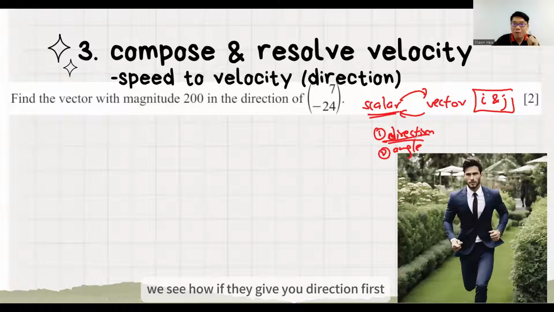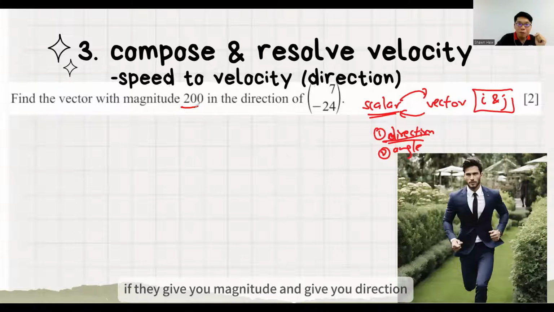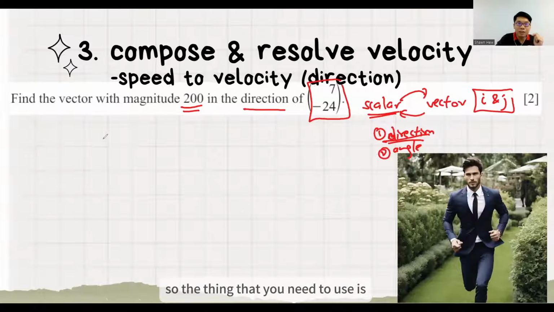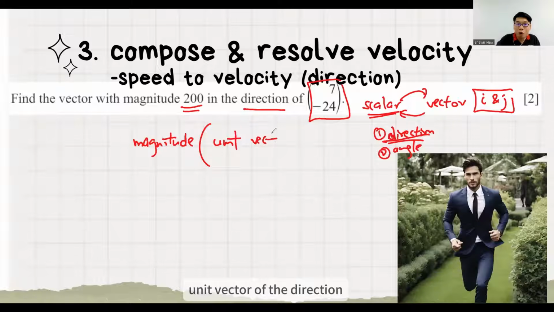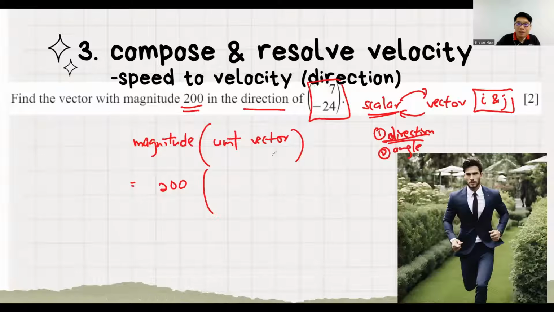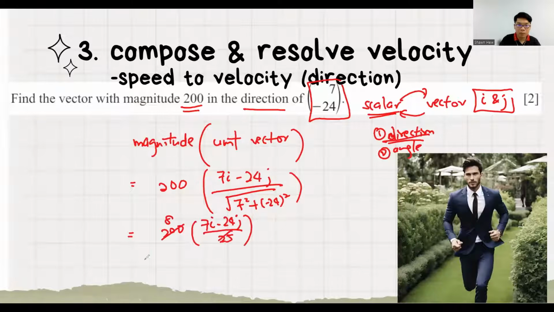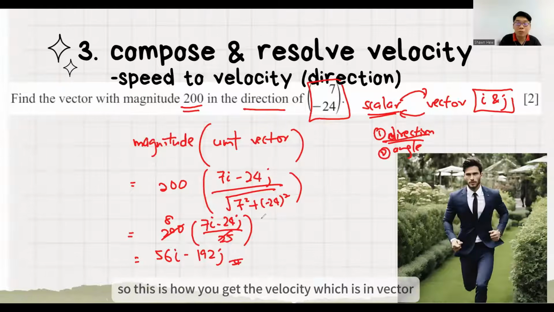We see how if they give you direction first. If they give you magnitude and give you direction, the thing that you need to use is magnitude times unit vector of the direction. Let's see, the magnitude is given as 200. The unit vector of the direction is 7i minus 24j divided by the magnitude. So you get 56i minus 192j. So this is how you get the velocity, which is in vector.